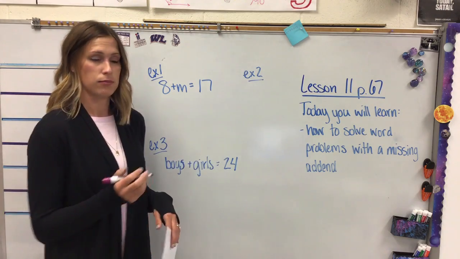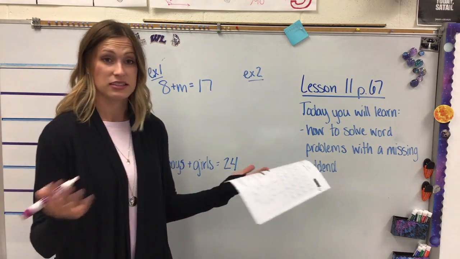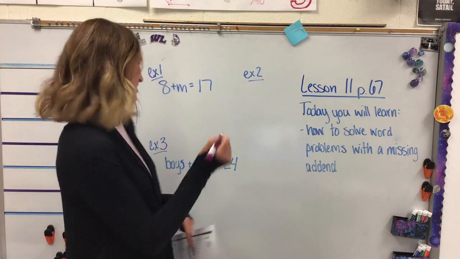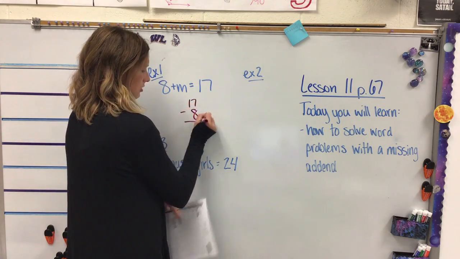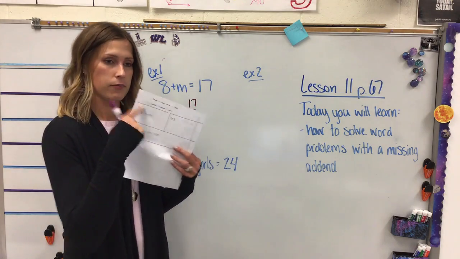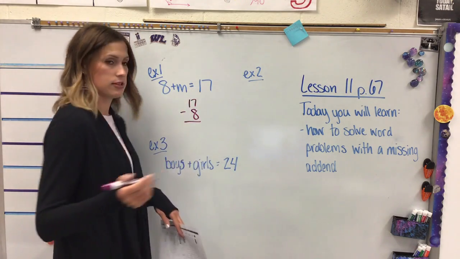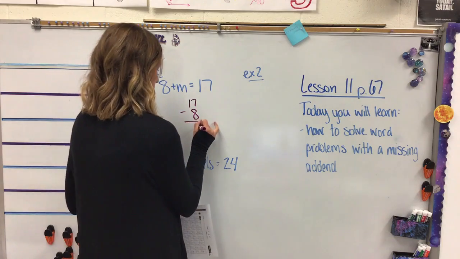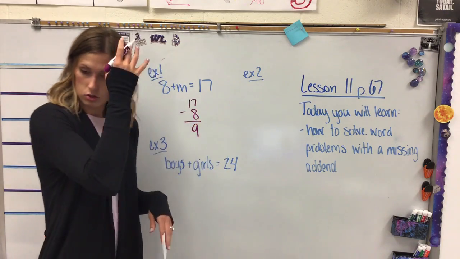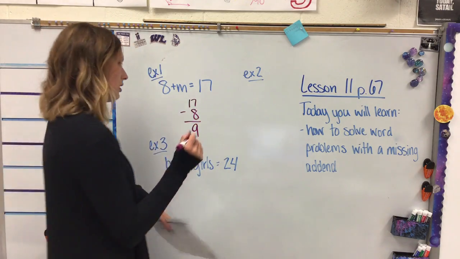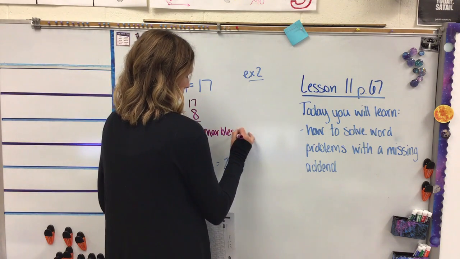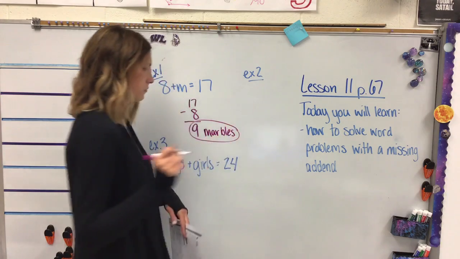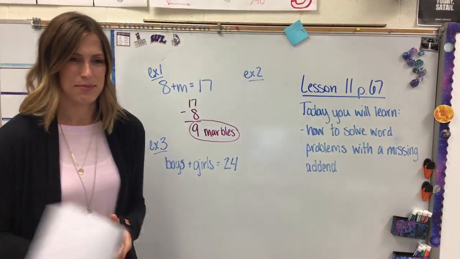Now this is a missing number in an addition sentence. To find the answer, we subtract. So do 17 minus 8. This is what you should be writing on your paper right here. 17 minus 8 is 9. Do I need a label? Yes. So I've got 9 marbles. All right. Let's get going on example 2.